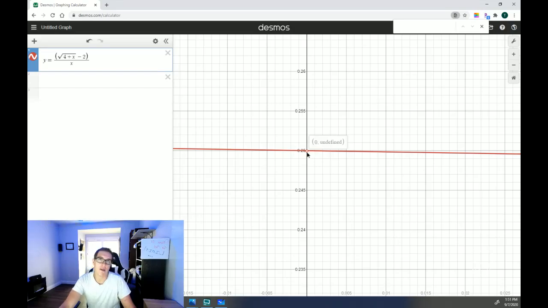I don't care about that with limits. What I care about is what value am I approaching, almost like what would you get if there happened to be a nice filled in chunk there. And that happens to be what we just found algebraically, 1/4.